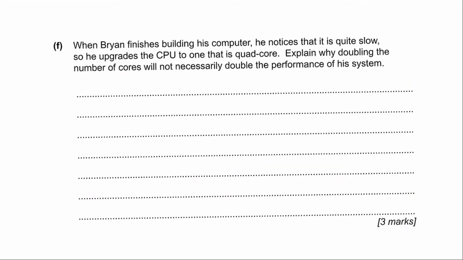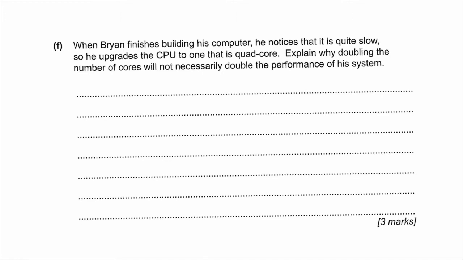So F, when Brian finishes building his computer, he notices that it's quite slow, so he upgrades the CPU to one that is quad core. Explain why doubling the number of cores will not necessarily double the performance of the system. So this question is really just making sure you understand that some applications require the results from a previous step in order to carry it out.